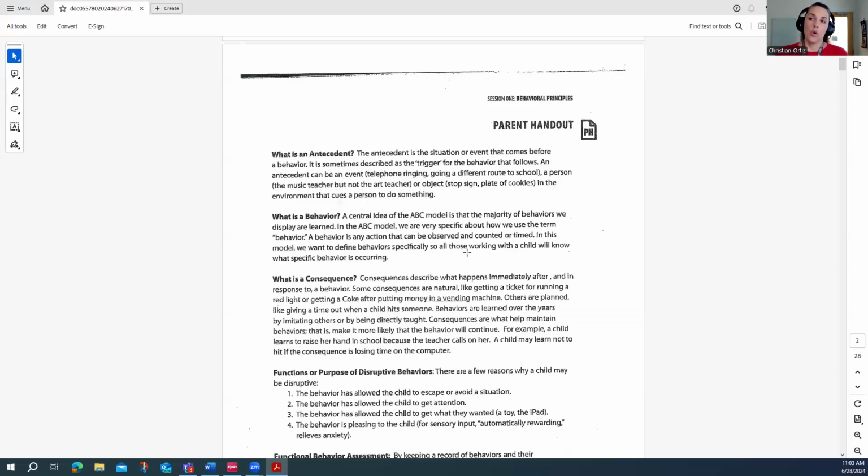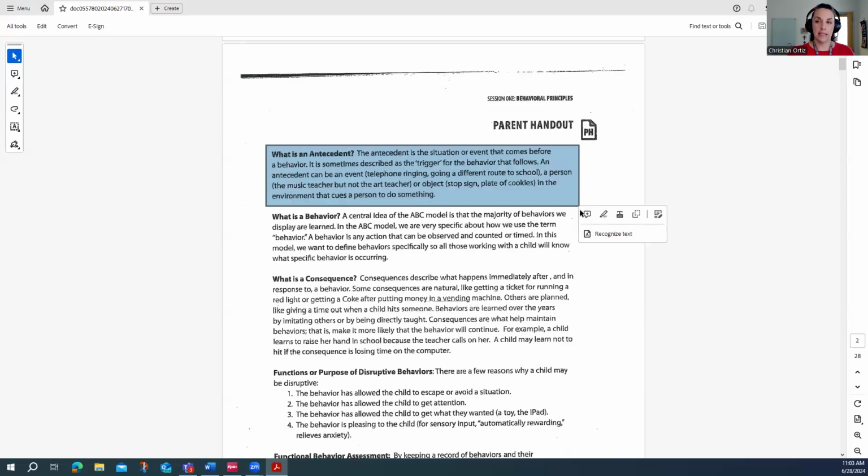So the way that behavior works, right, is there's always something that happens before the behavior, okay? And in this model, that happens to be an antecedent. An antecedent can also be known as a trigger, something that triggers the behavior to occur.